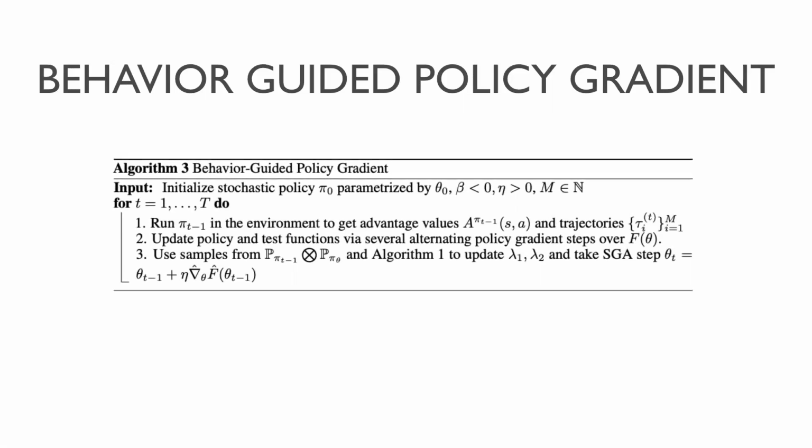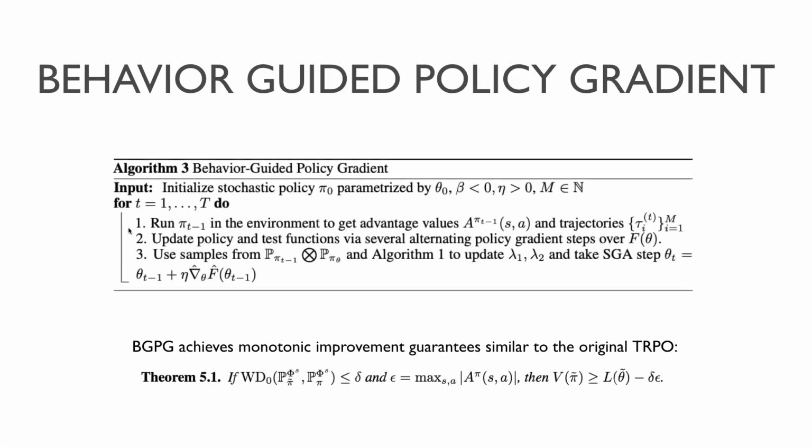Okay, so this leads us to what we call a behavior-guided policy gradient. We have, again, an embedding which is given to us: you define the embedding and a distance in the embedding space. And then you can use the previous technology that I described, the dual formulation, to get a policy gradient algorithm.